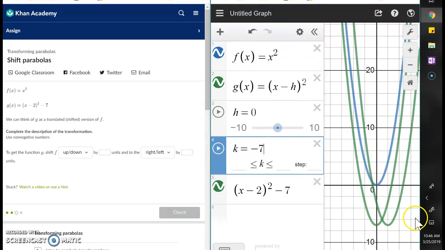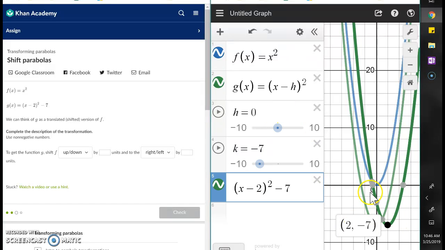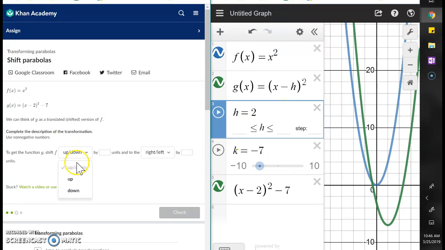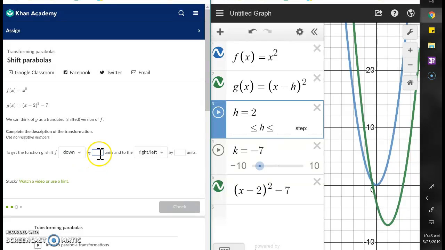And we want it to go to the right by 2. We want to move it over to the right by 2. Boom. Now it matches up perfectly. So down by 7. To the right by 2.